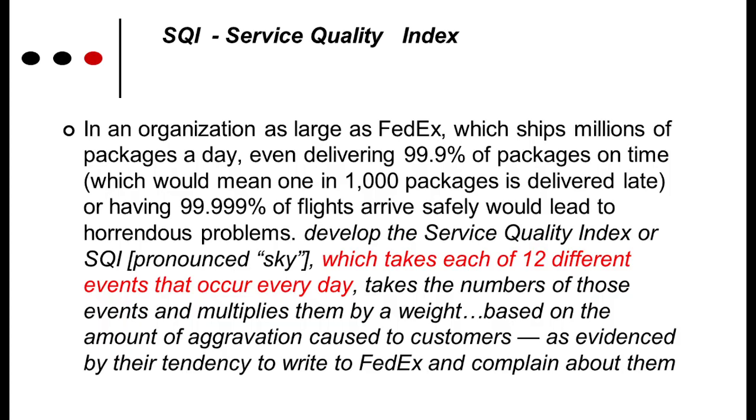What happened is that FedEx, which ships millions of packages a day, even delivering 99.9% of packages on time would still lead to a lot of problems, which means 1 in 1000 packages delivered late. When you are delivering millions of packages, if 1 in 1000 is not satisfied, 2 in 2000, 3 in 3000, the numbers are going to keep increasing. Even that 0.1% means a lot of people are not having their packages delivered safely. You still have dissatisfied customers.